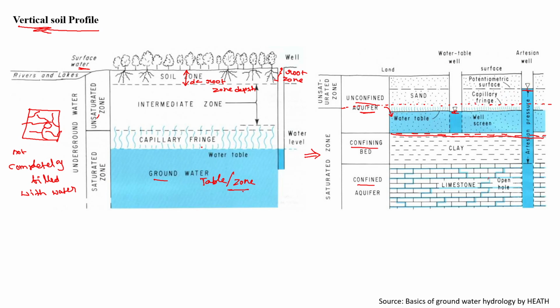Okay. So if somebody asks what is the difference between unconfined aquifer and confined aquifer, one way to say is the unconfined aquifer will have atmospheric pressure and the confined aquifer will have artesian pressure. Another difference is the unconfined aquifer will have a free surface, whereas the confined aquifer won't have any free surface. Confined means confined from both sides, bottom as well as top. Okay, these are the introductory points of underground water.